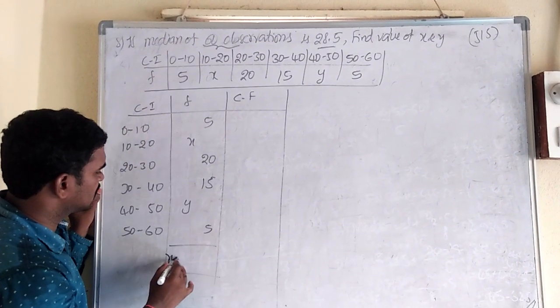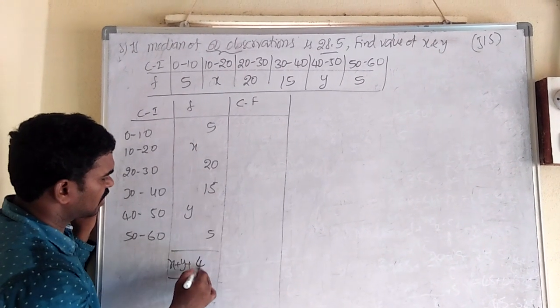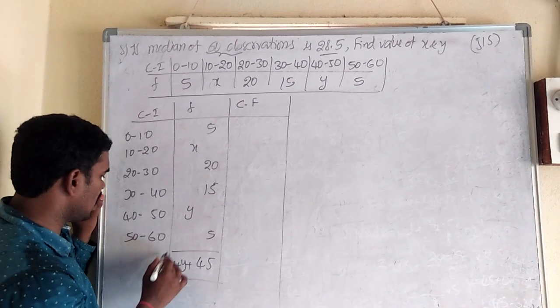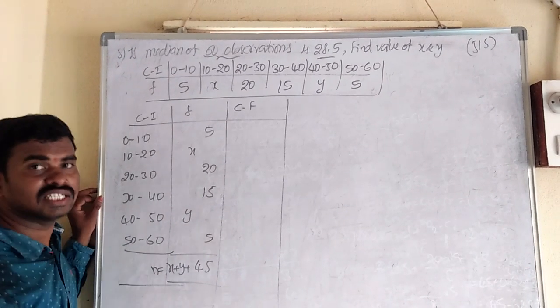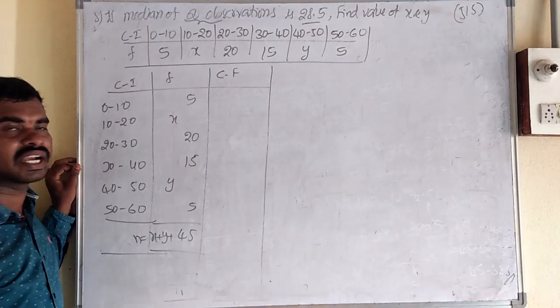x plus y, this is. What about this? 5 plus 20 is 25, plus 15 is 40, plus 5 is 45. So this is the small n value. Or we can define it as summation fi also, but in the formula we use n, so we are also writing n.